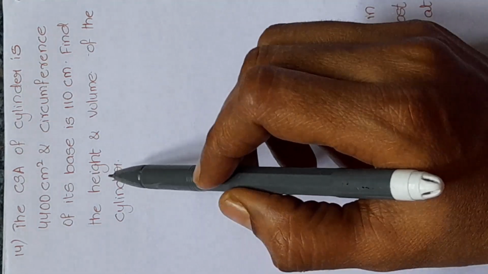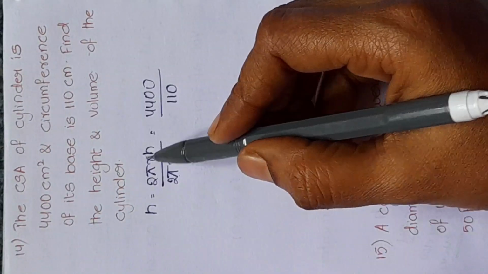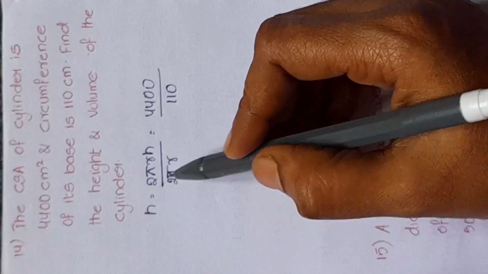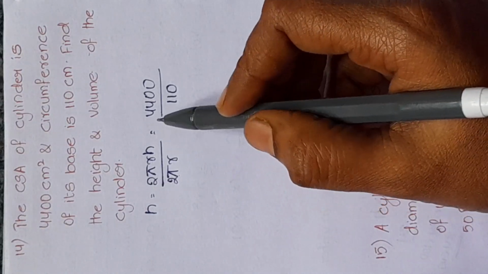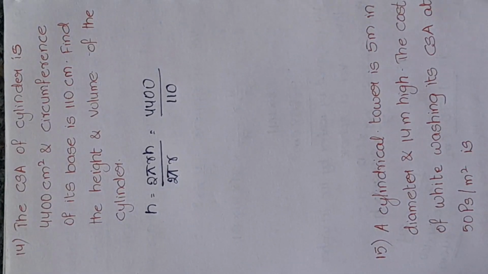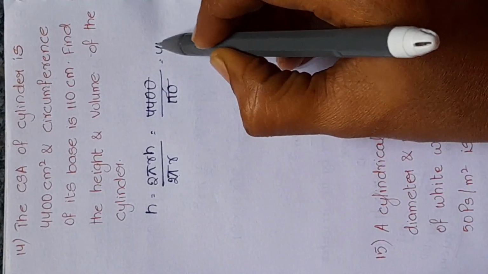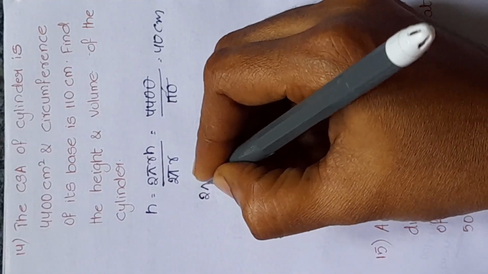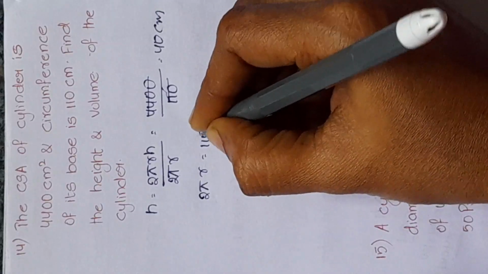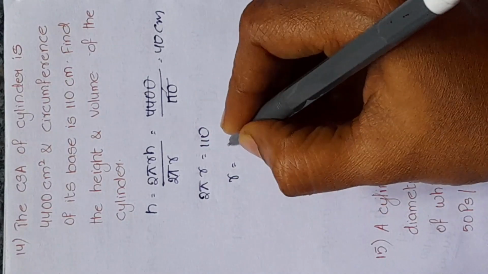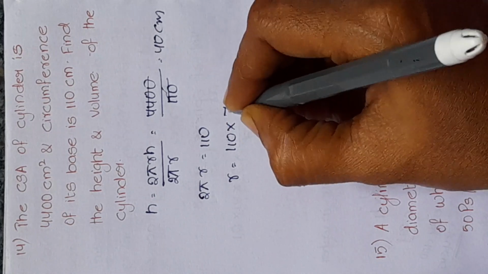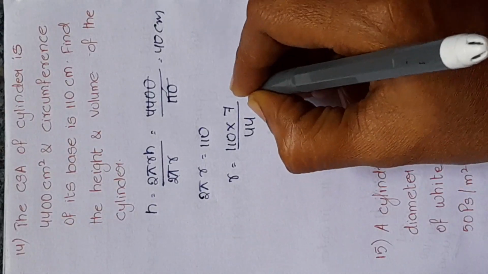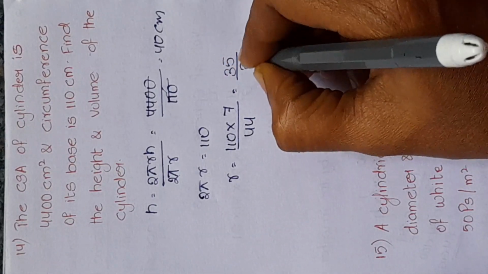14th question. The curved surface area of a cylinder is 4400 centimeters square and the circumference of its base is 110 centimeters. Find the height and volume of the cylinder. To find the height, we should divide the curved surface area by the circumference. That is 4400 by 110. We get the height as 40 centimeters. Here we know that 2 pi r is equal to 110 centimeters is given. So from this r is equal to 110 into 7 by 44, which is equal to 35 by 2 is the radius.